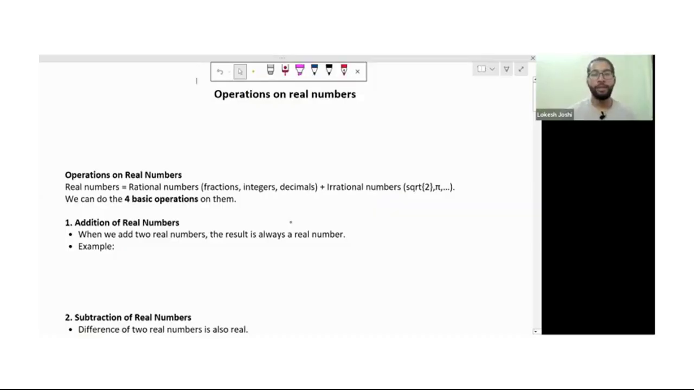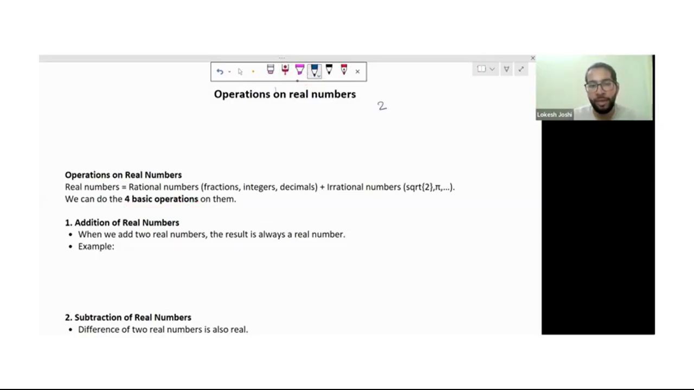Hello everyone. In this video, we are going to cover the topic operations on real numbers. We will try to add two real numbers or subtract, and we will do some properties as well. First of all, a real number is equal to a rational number plus an irrational number, and we can do these four basic operations on them.